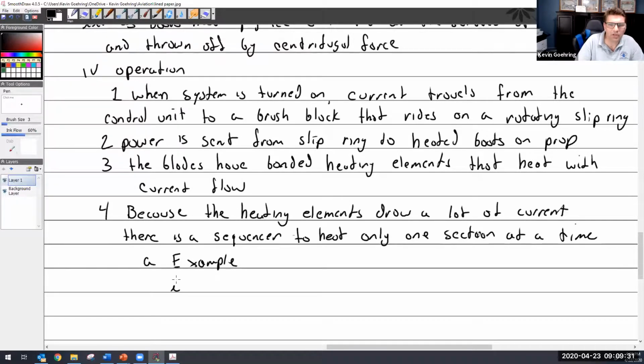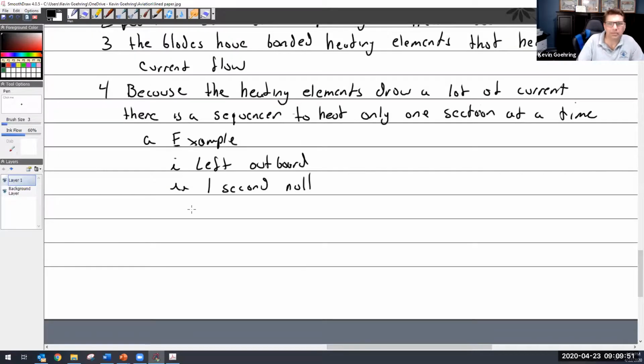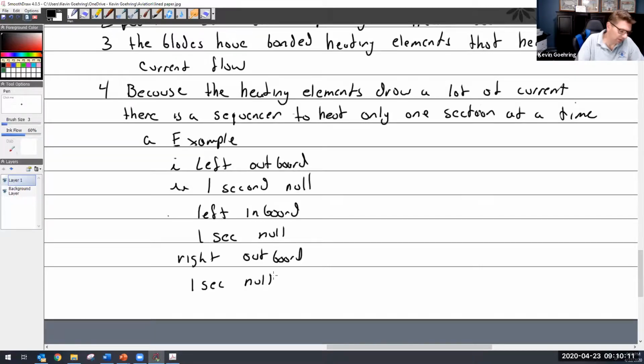Example. The reason I want to do the examples is because I'm going to use a different word. So left outboard, and then it goes 1 second null. Null means off. So 1 second null, and then it's going to go left inboard. 1 second null, and then right outboard, and then 1 second null, and then see how the sequence is going to go. I don't have to keep writing it. So I'll write over here. So B, each element is heated 15 to 30 seconds.